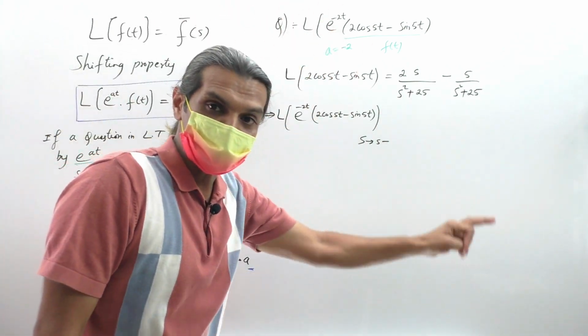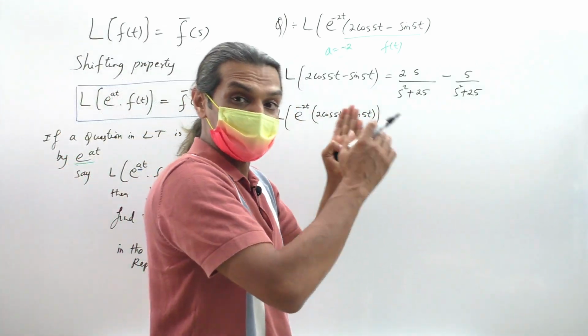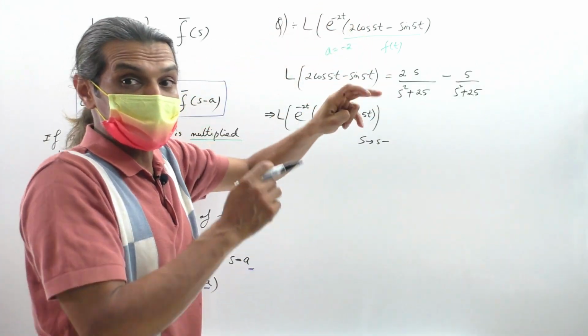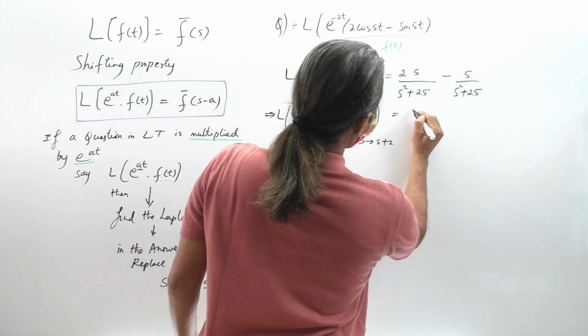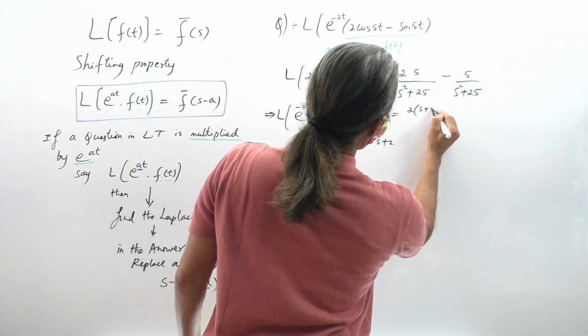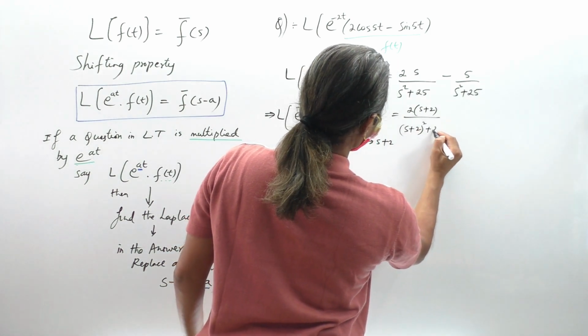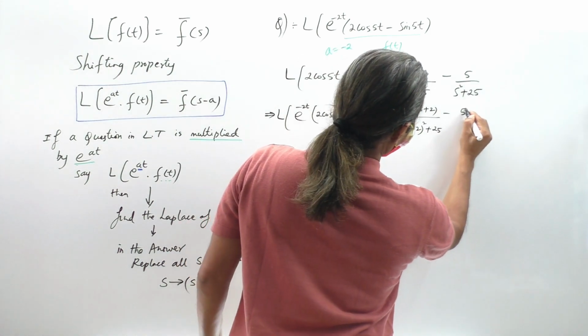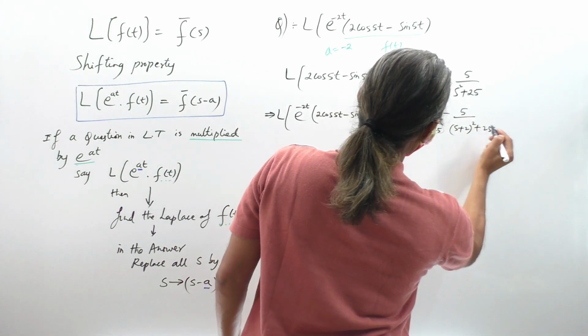S by s minus 2. Minus will become plus here now. If you have e raised to at, then replace s by s minus a. Minus at, minus 2t, so s minus minus 2, s plus 2. So replace here. So you get 2 into s plus 2 whole divided by s plus 2 the whole square plus 25 minus 5 divided by s plus 2 the whole square plus 25.